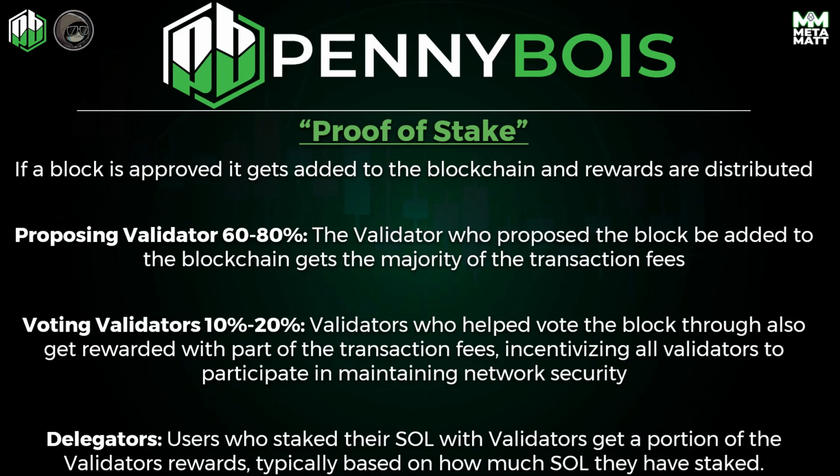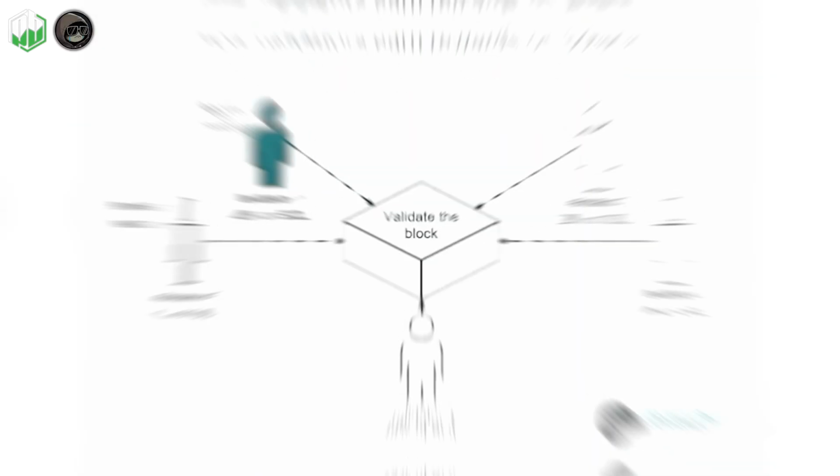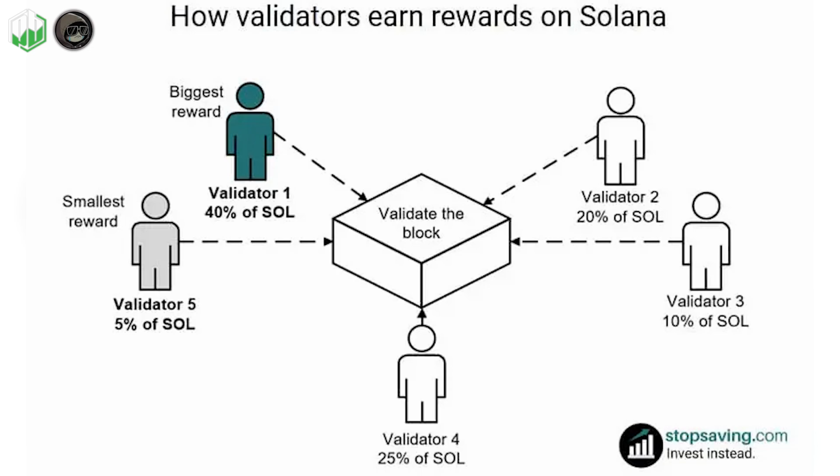So if the block gets approved, it gets added to the blockchain and rewards get distributed. If I am the proposing validator, I brought the block here, I'll get around 60 to 80% of those rewards, of all those gas fees from all those transactions. And the ones that voted also get a percentage of those fees and rewards. It basically incentivizes all the validators to work together to participate in Solana, because that's how Solana works when it comes to proof of stake.